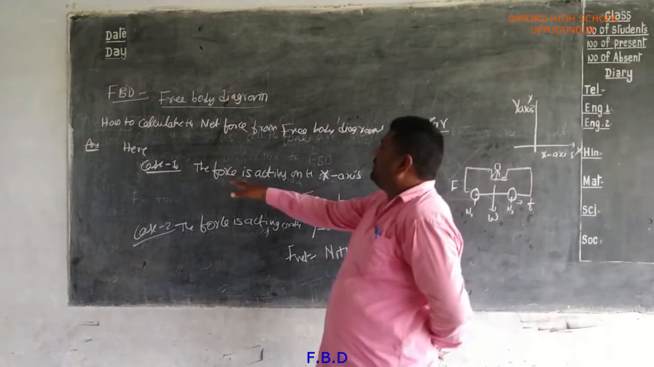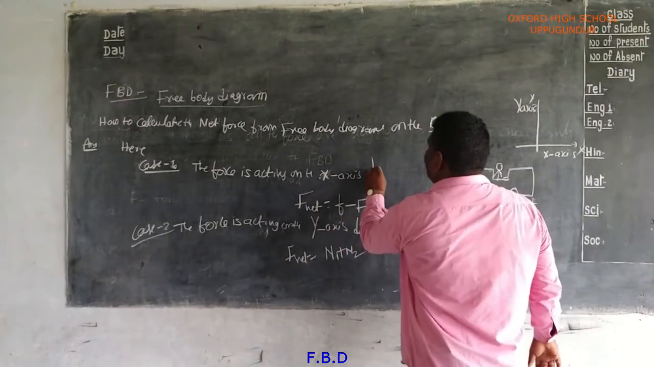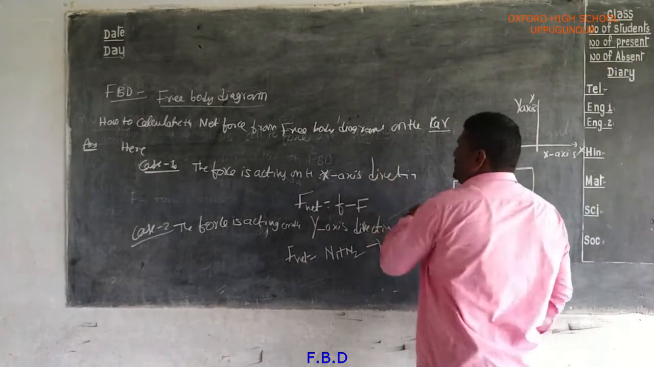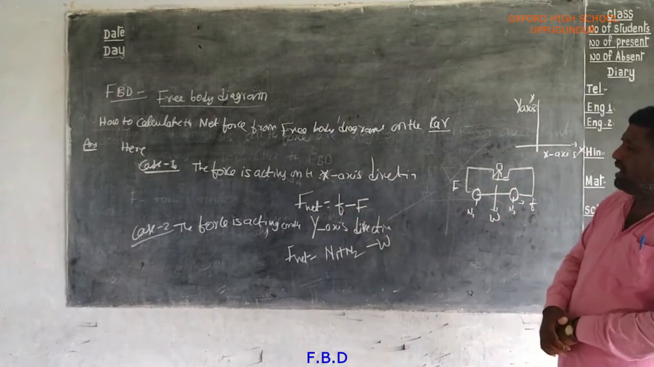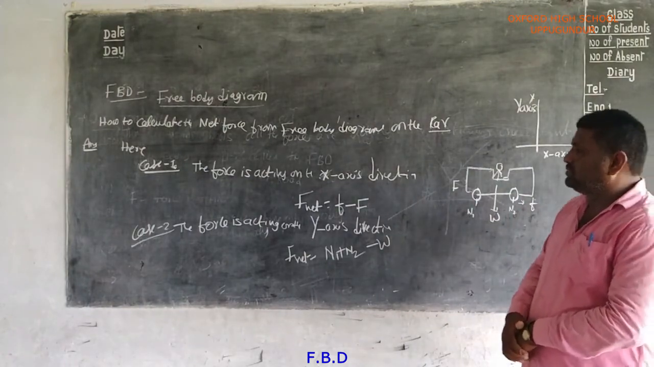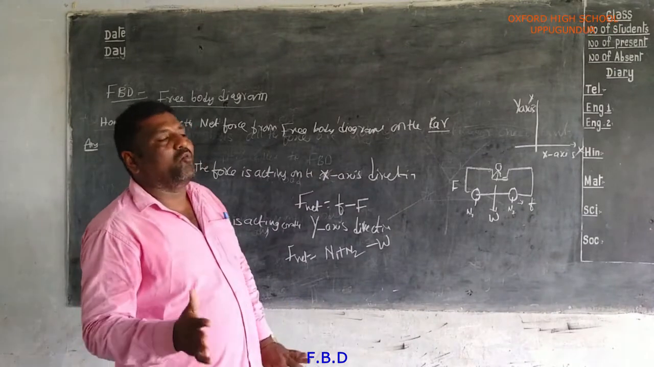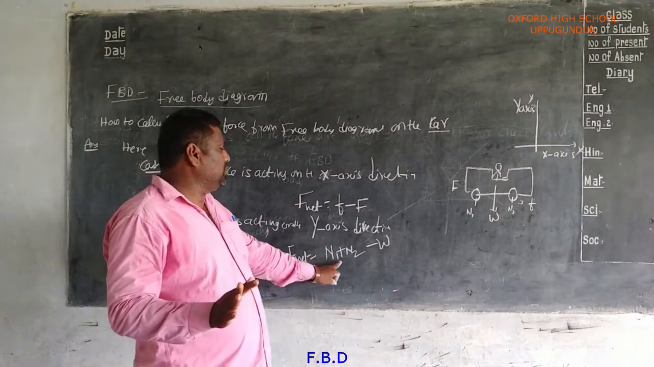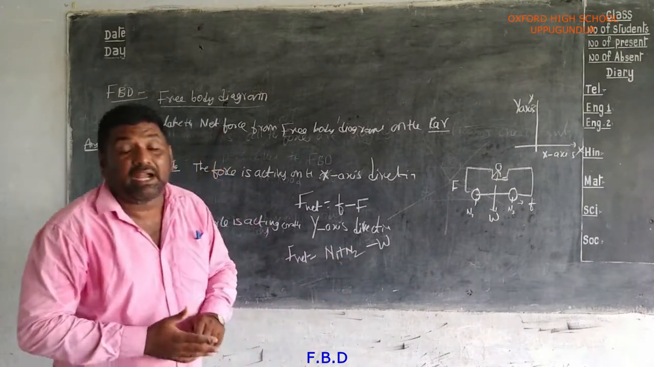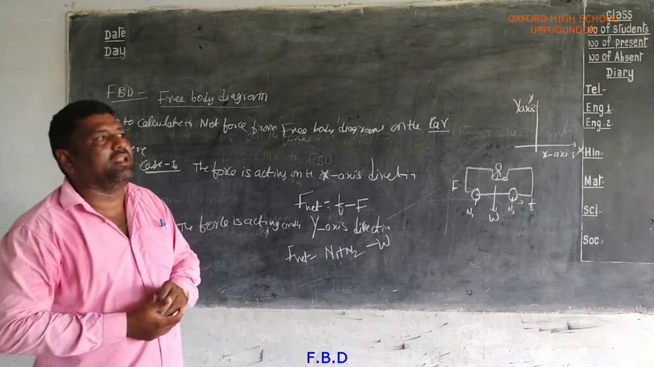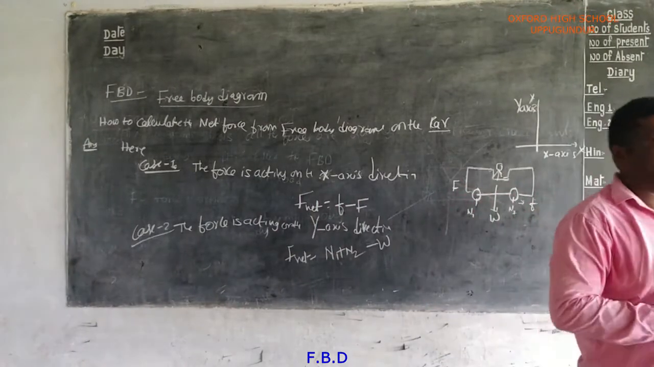So case 1, friction is acting in the x-axis direction. F net is equal to capital F minus small f. Next, case 2, the forces are acting in the y-axis direction. F net is equal to N1 plus N2 minus weight. So this is the derivation for how to calculate the free body diagram on the picture of the car.